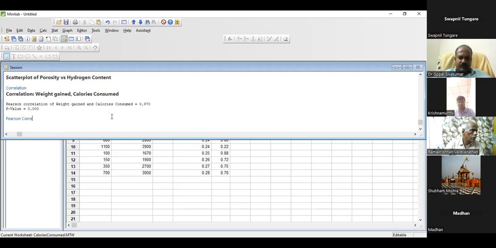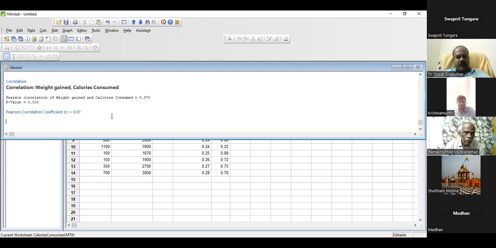Pearson correlation coefficient, which is nothing but a small r. How much is this? 0.97. The formula r is actually a function of your data. Depending on the data only, the r value is generated, right? And how is this calculated? X bar, Y bar. All of you, do you know what is X bar, Y bar here? Yes, sir. X bar is the average of the X data, Y bar is the average of the Y data.